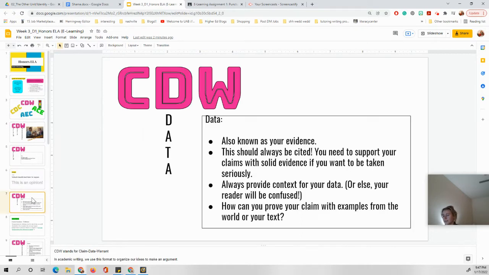How are we going to support this claim that school should start later in August, okay? Let's talk about it. We need something called data. Data is also known as evidence, okay? This should always be cited, and you have to have evidence. You have to have data in order to be taken seriously.